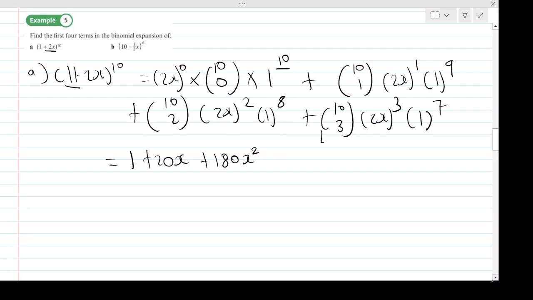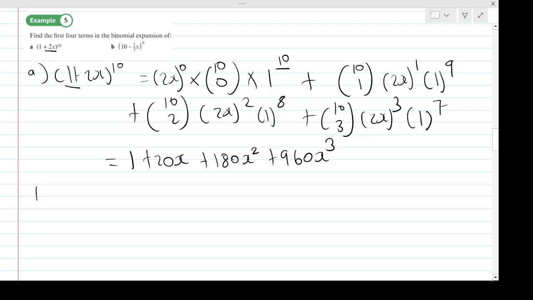Then the final term, my 10 choose 3 is 120. Then we have 2 cubed, so times by 2 cubed, you get 960. But then times by 1, that's just 1, so overall 960 x cubed. And there we are, so those are the first 4 terms there.